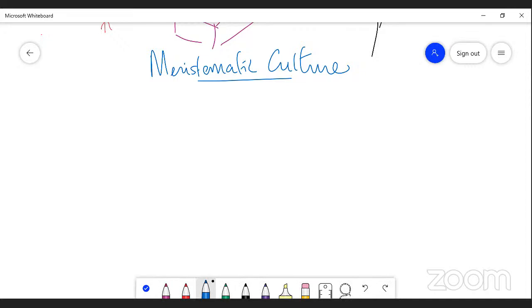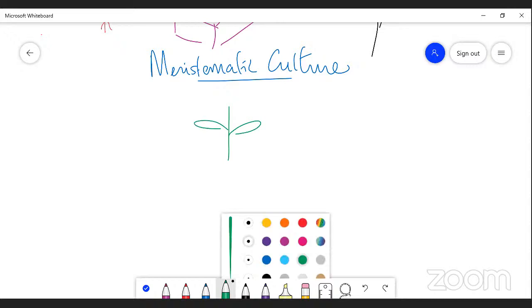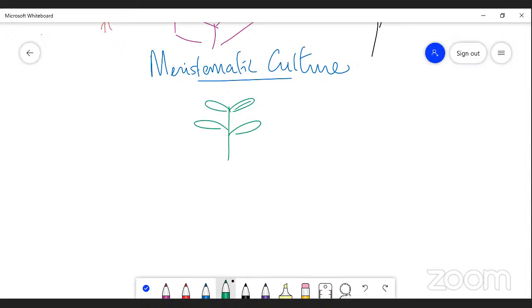Actually, in meristematic culture, simply a growing point of the shoot is taken. What is taken here, my dear student? Please understand. Shoot. This is a stem portion and that bears a number of leaves. Here you find the leaves are there. And when we cut here, we can get a piece with this growing portion.